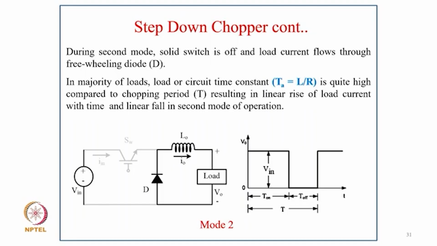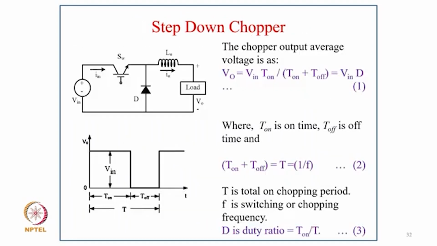So you get a continuous load current like in that case. During the second mode, the solid state switch is off and the load current flows through the freewheeling diode. In the majority of cases, the load or circuit time constant L by R is quite high compared to the chopping period, resulting in a linear rise of the load current with time, and a linear fall in the second mode of operation.